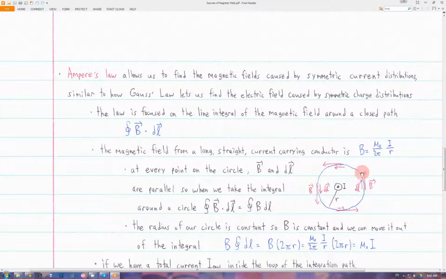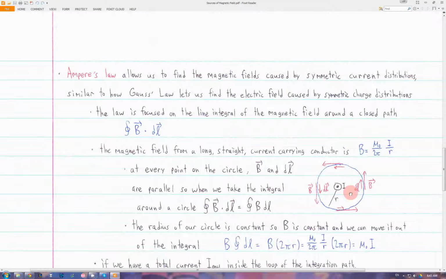At every point on the loop, the magnetic field is going to be the same, because each point on the circular loop is the same distance from the current-carrying conductor. The magnetic field caused by the wire is always going to be the same at every point on the integration loop. So B is constant, and we can move it out of the integral. If we integrate dl across this loop, then we just get the total length of the loop, which is 2 pi r, the circumference of the loop.